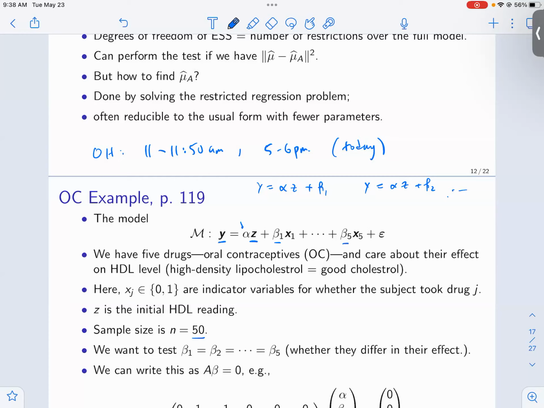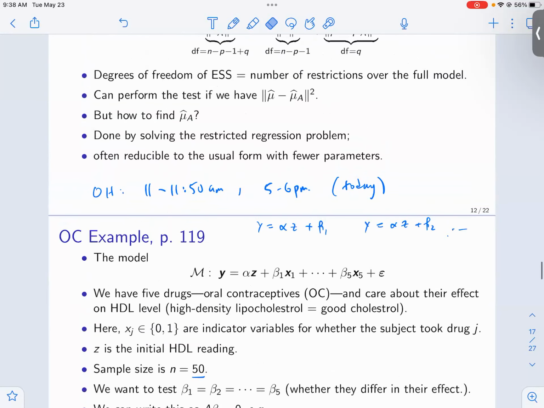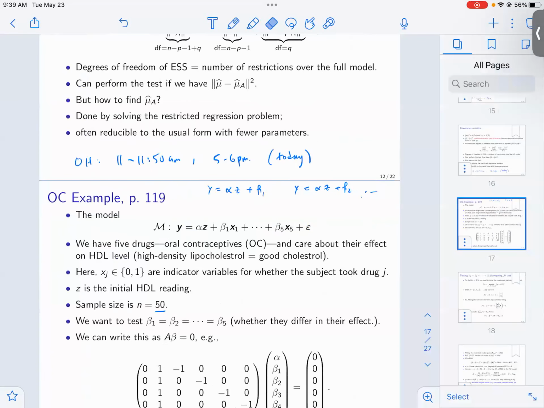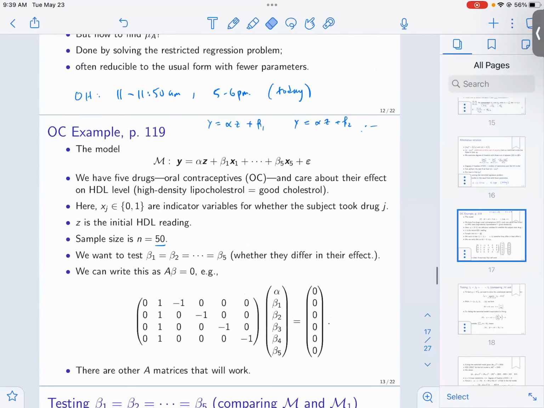So you can set this up as a regression problem. Setting it up as a regression problem, I would say it's like an art. You have to think what kind of model is good for the problem and so on. So this is one way of writing it. This might not necessarily be the only model.